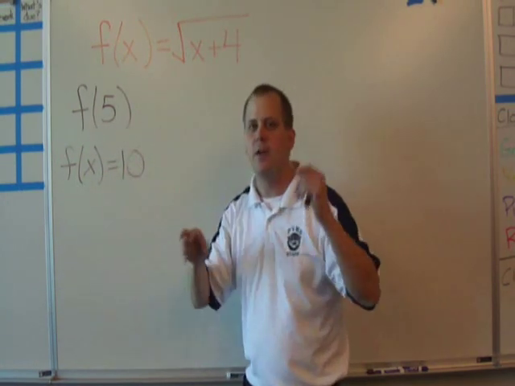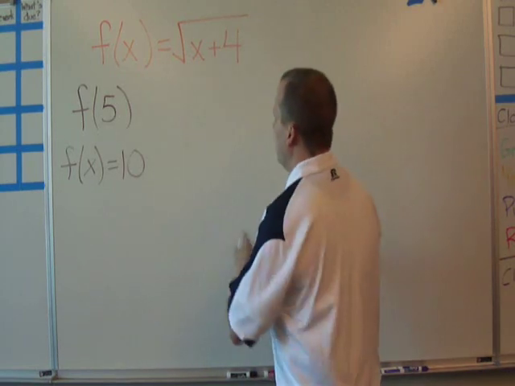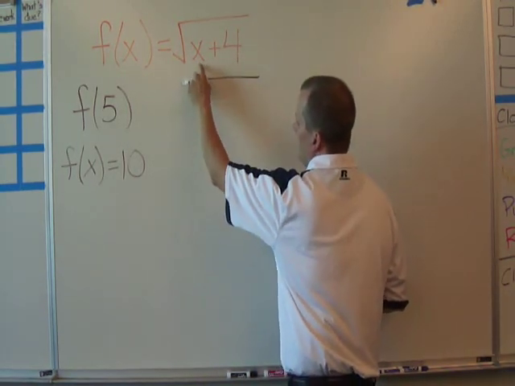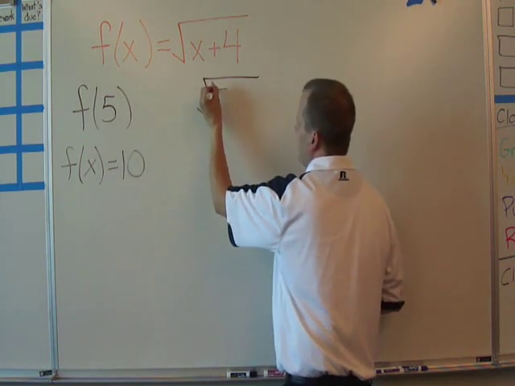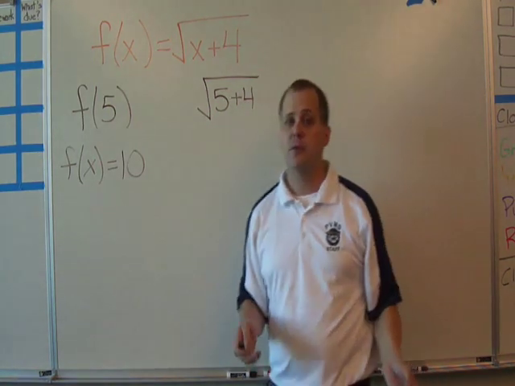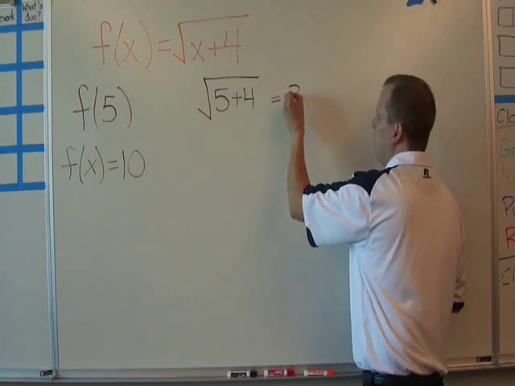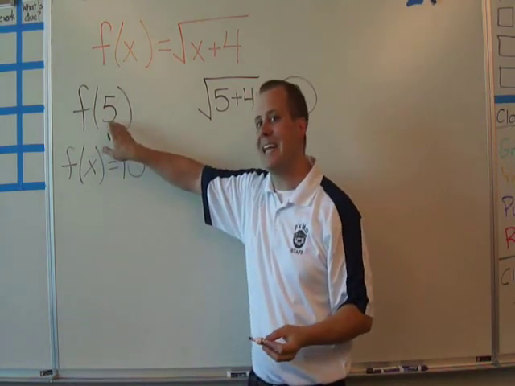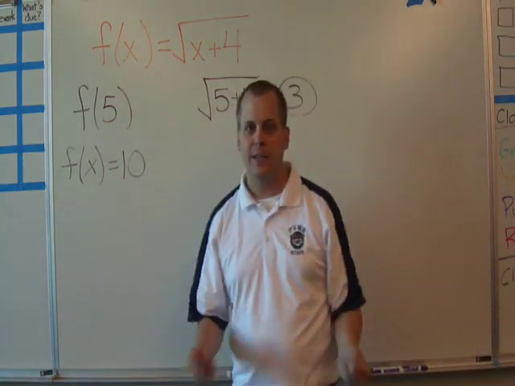Function of 5. So when I put 5 into the function, what's going to be my answer? Basically, what I'm going to do is just take the square root. Instead of x, I'm going to take the number inside the parentheses. So it's 5 plus 4. We all know 5 plus 4 is 9. The square root of 9 is 3. And basically this is my x-coordinate, this is my y-coordinate. That's how easy it is.